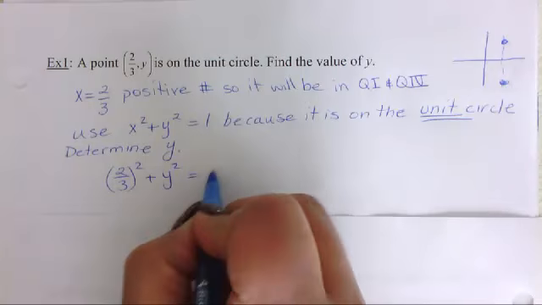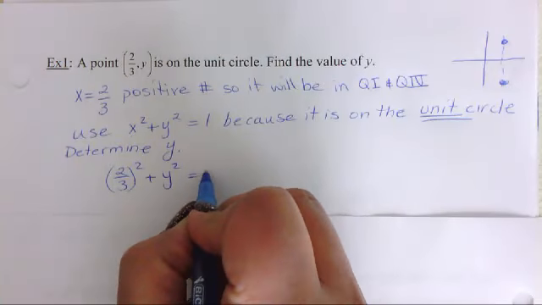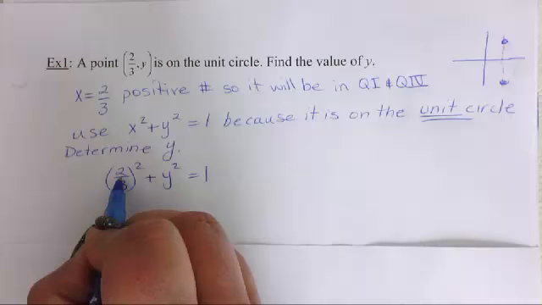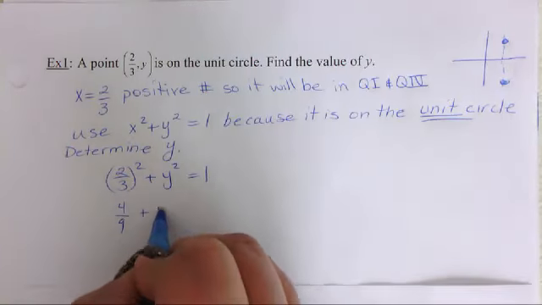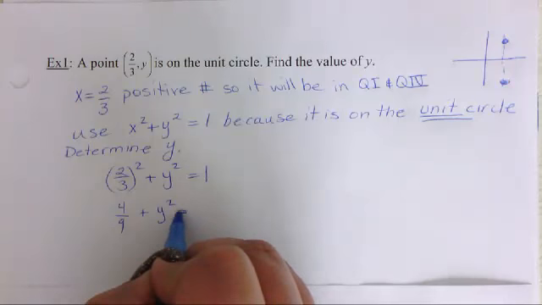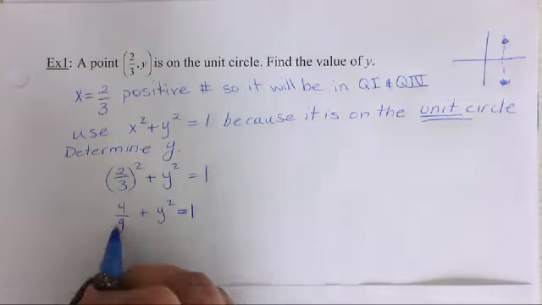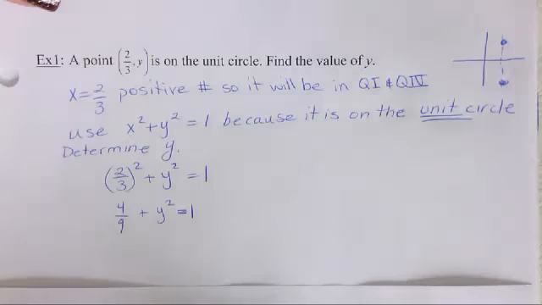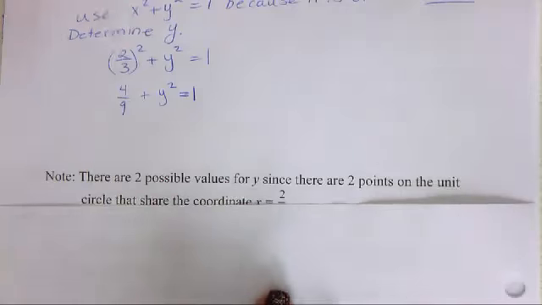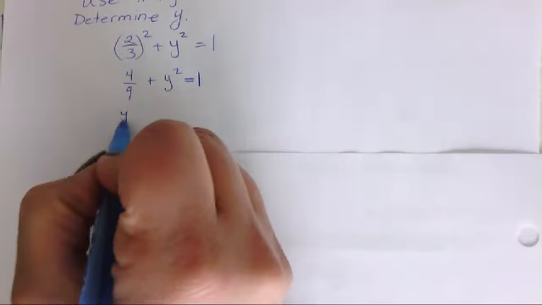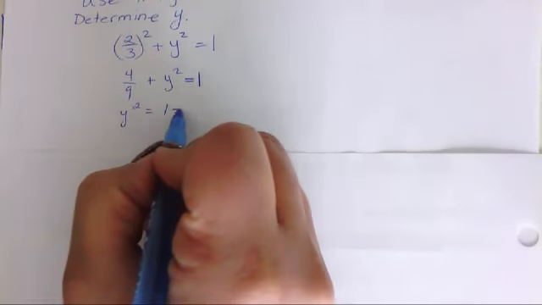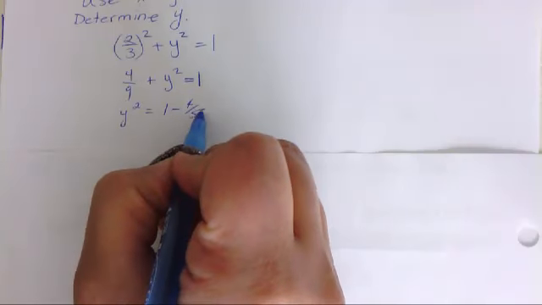So we've got (2/3)² plus y² equals 1, and figure this out. This is 4/9 plus y² equals 1. Subtract 4/9 on both sides and solve for y. So we've got y² equals 1 minus 4/9.